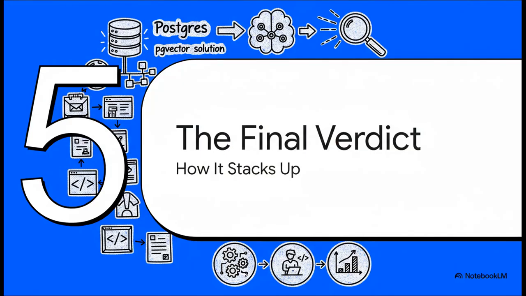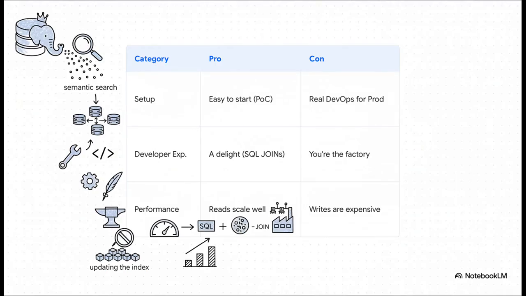So, with all of that in mind, let's get to the final verdict. How does this whole Postgres plus pgvector solution really stack up in the real world? Let's take a realistic look at the setup, that all-important developer experience, and, of course, performance. This table really breaks it down nicely. The setup? It's deceptively easy to get a little demo running, but making it truly production-ready? That takes some real DevOps work.